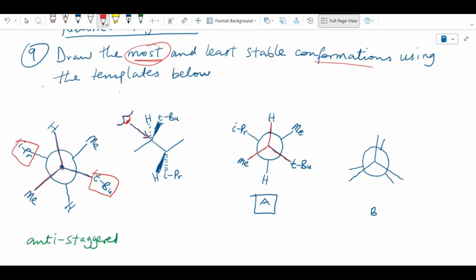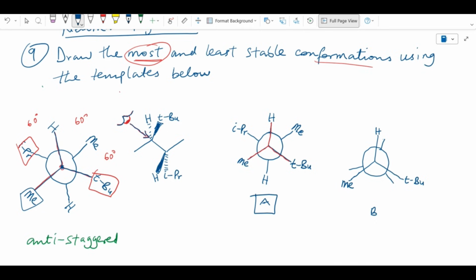So what I will do will be to keep the front carbon and rotate just the back carbon. So if I rotate the back carbon, then that means that this isopropyl group will go 60 degrees, another 60 degrees, another 60 degrees. So I have to rotate that back carbon by 180 degrees in order to achieve my desired goal. So the tert-butyl group is here. I'm drawing out the front carbon, the substituents on the front carbon. Hydrogen is here, and I have a methyl group. So those are the substituents on the front carbon.